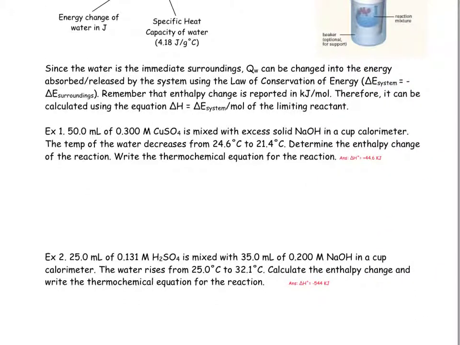Here's an example. If we take 50 mL of 0.3 mole per liter copper sulfate solution and mix it with excess solid sodium hydroxide in a cup calorimeter, the temperature of the water decreases from 24.6 degrees Celsius to 21.4 degrees Celsius. Determine the enthalpy change. Once you find the enthalpy change, you should be able to communicate it using a thermochemical equation or, if asked, an energy diagram.